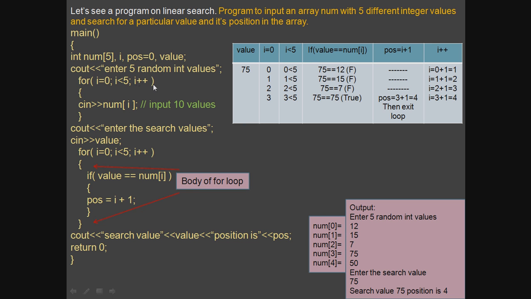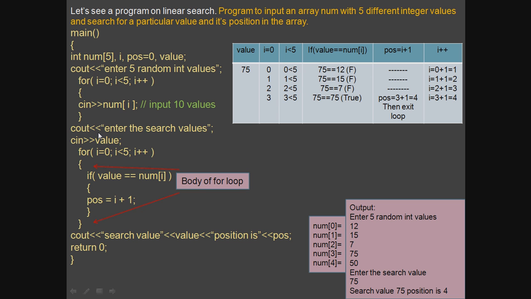Again i will get incremented by 1, and then num1 will store 15, num2 will store 7. The random values, as you can see, are not in sorted format. They are neither in ascending nor in descending order. After you assign the values, the next step is to search for a particular value. So now you have to enter that search value.